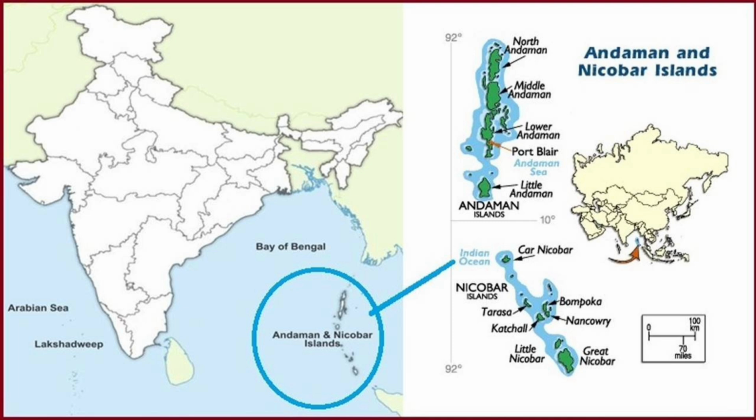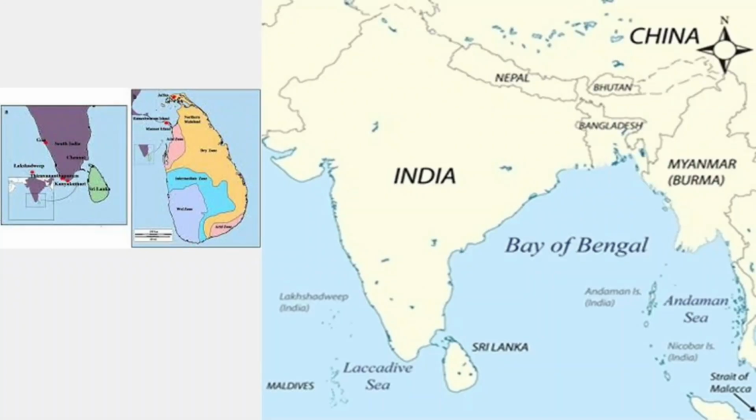Indira Point, located at 6 degrees 45 minutes 10 seconds north and 93 degrees 49 minutes 36 seconds east on the southern tip of Great Nicobar, is the southernmost point of India. It is in the Bay of Bengal, a group of islands which are a part of India.